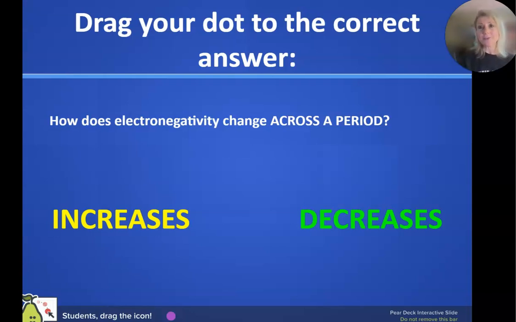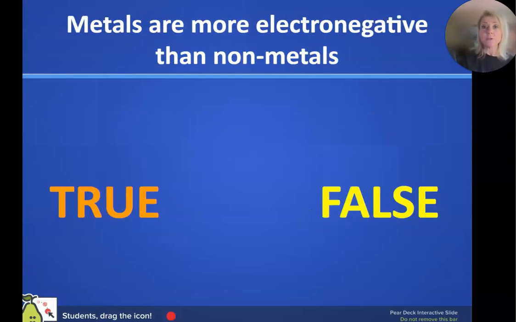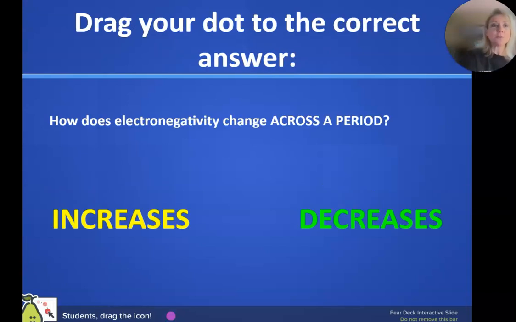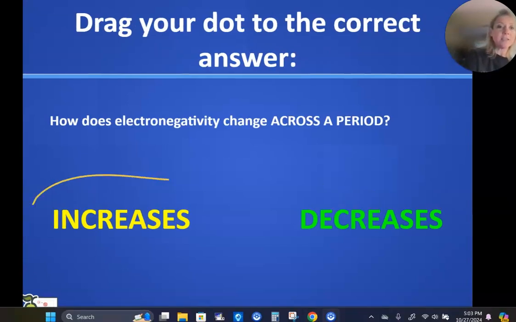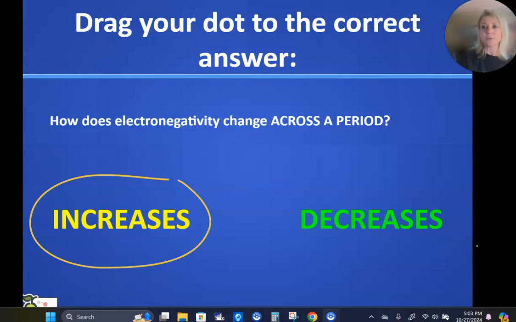All right, now I know that you can't drag your dot, but I just want you to write on your whiteboard, how does electronegativity change across a period? So remember that periods are moving west-east, like left to right on the periodic table. They're moving from metals all the way over to non-metals. So what's happening to electronegativity? If you chose increases, then you would be absolutely correct.